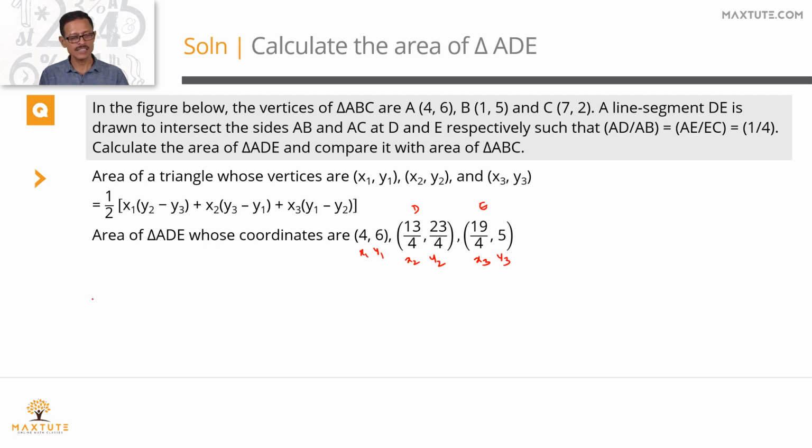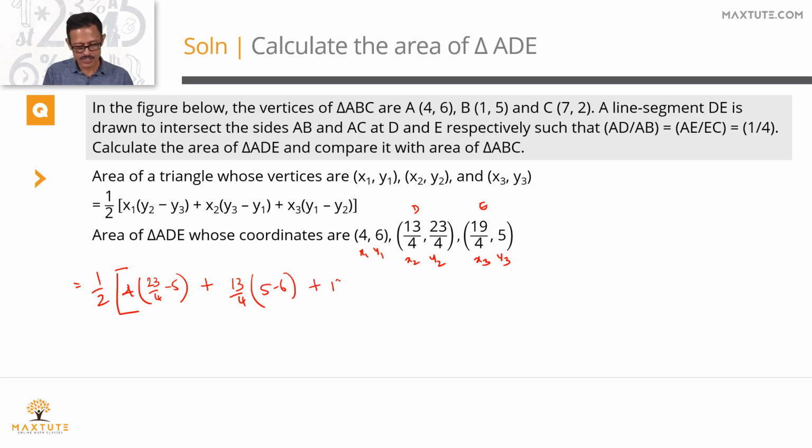Not a very friendly calculation, but nevertheless, let's run through it. So this is equal to half into x1, which is 4, into y2 minus y3, 23 by 4 minus 5, plus x2, which is 13 by 4, into y3 minus y1, this part at least is reasonable, 5 minus 6, plus x3, which is 19 by 4, into y1 minus y2, which is 6 minus 23 by 4. This is the area of this triangle.